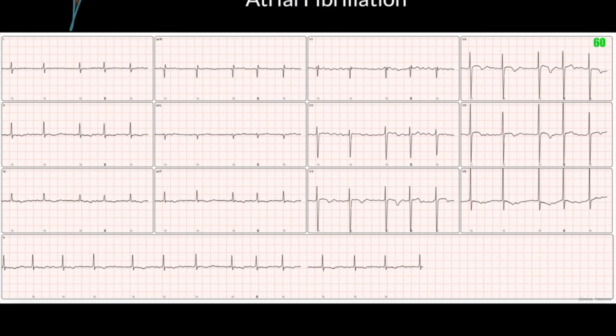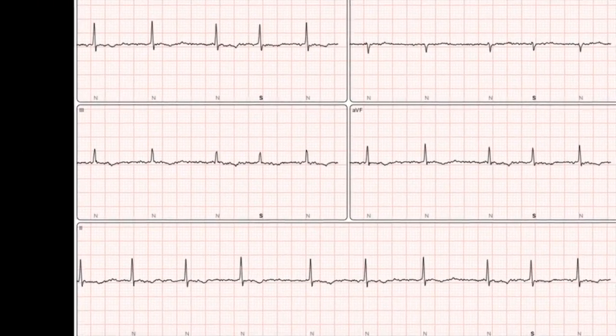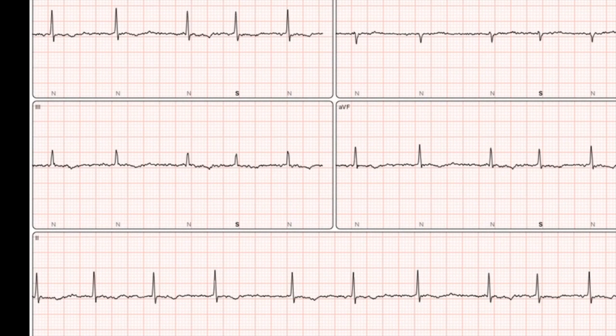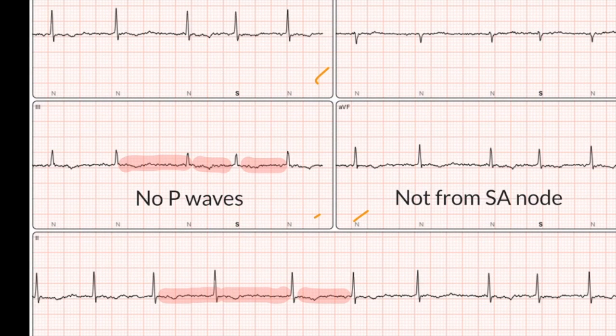So let's look at the inferior leads, leads 2, 3, and AVF, where we would normally want to see a nice P wave from regular depolarization, but instead we see no P waves, and that is the first clue to atrial fibrillation. We find the second clue when we check the regularity of the depolarization.